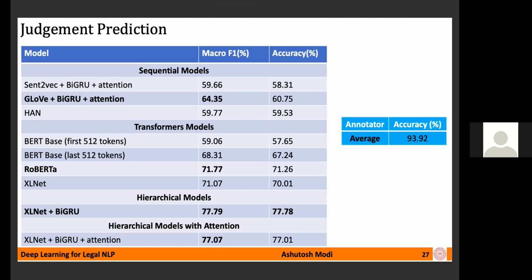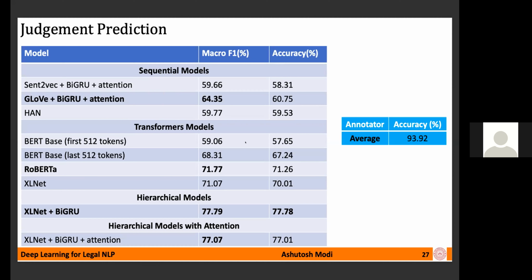So we experimented with sequential models with sentence embeddings coming from the Sent2Vec architecture, and GloVe embeddings as well. We conducted experiments with transformer-based models like BERT, RoBERTa, and XLNet. Since these transformers are limited by the quadratic complexity of self-attention and can only take up to 512 tokens at a time, we experimented with the first 512 tokens and the last 512 tokens, and noted a significant difference between the performance in the two.